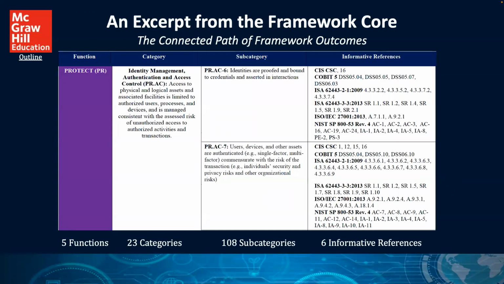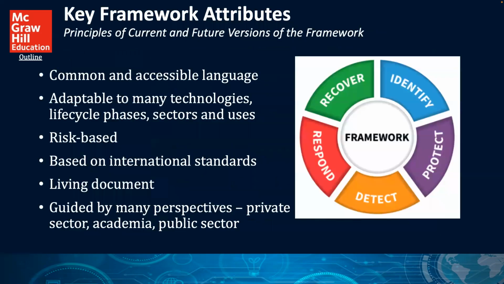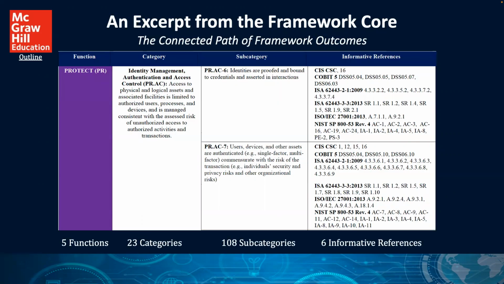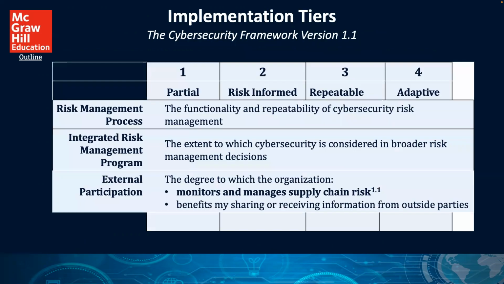There are some details that get into each one of these five categories. This is just an example of the type of spreadsheet that gets into this, and this one is focusing on the protect function. There are categories for each one of these functions, and then there are various types of subcategories as part of those categories. This goes on and on with a lot of best practices from these different players from the private sector, academia, and public sector that put this together into the connected path of the framework outcomes.